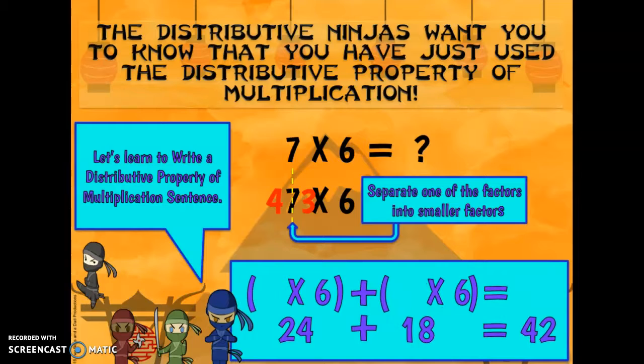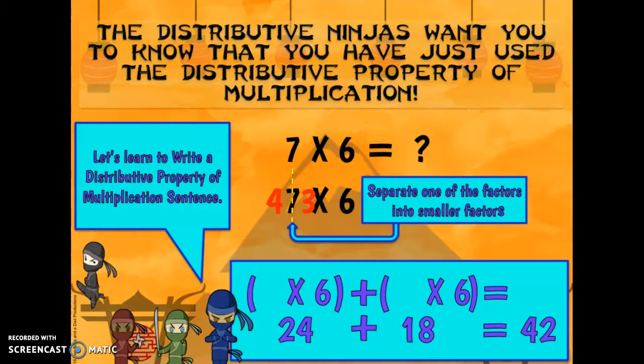So we need to place down in those open spaces 4, and then we're going to place 3 in the second one. We're going to get our products and we're going to add those together, and we also still get 42. So again, you see that it doesn't matter which number you decide to separate to make it easier. You're still going to get the same answer.